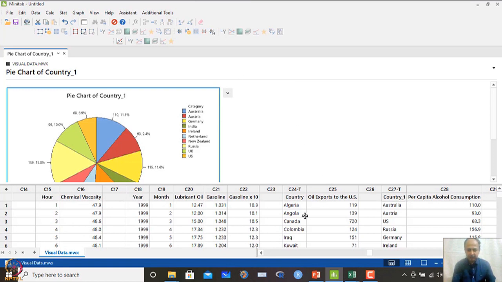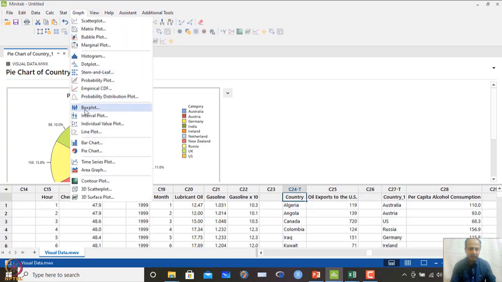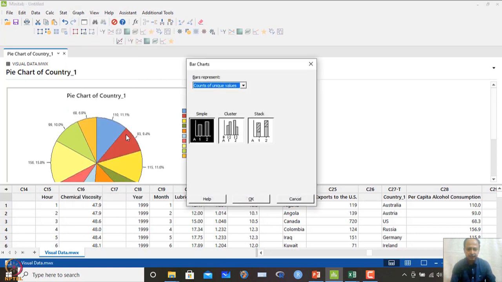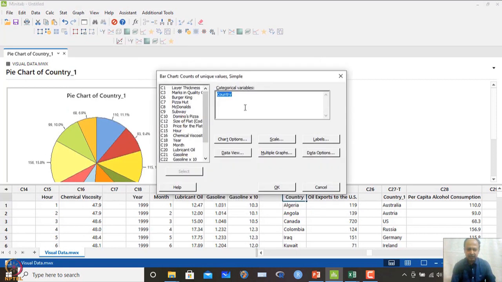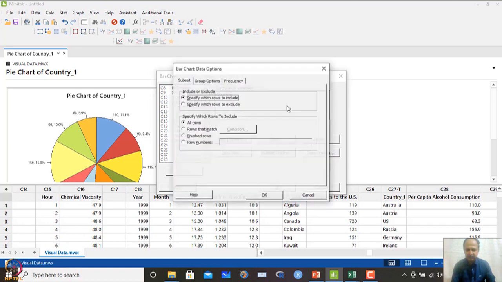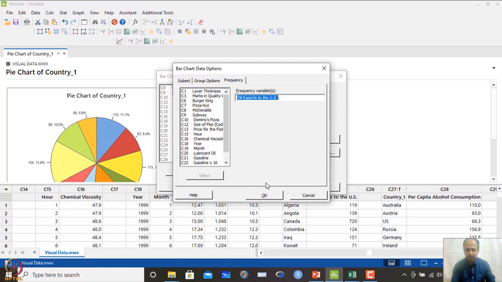Let us try to see another diagram also used in this case, which is known as the Pareto diagram. So, I have drawn the bar diagram over here, and in this case a simple bar diagram. This is country wise, and the data option I have taken over here is oil export.